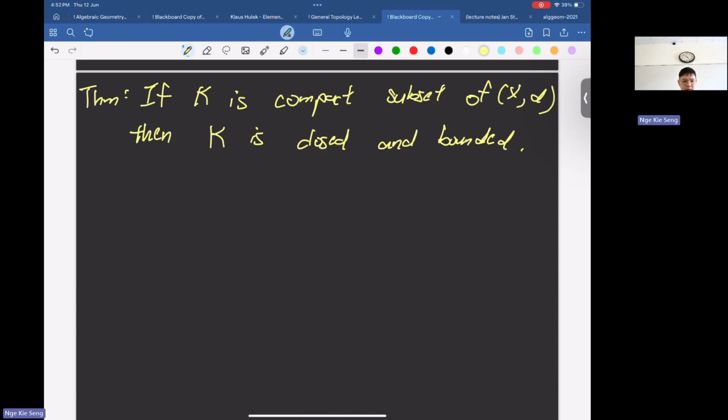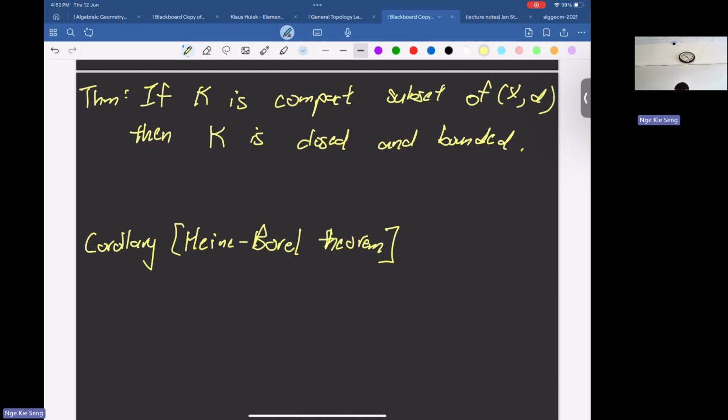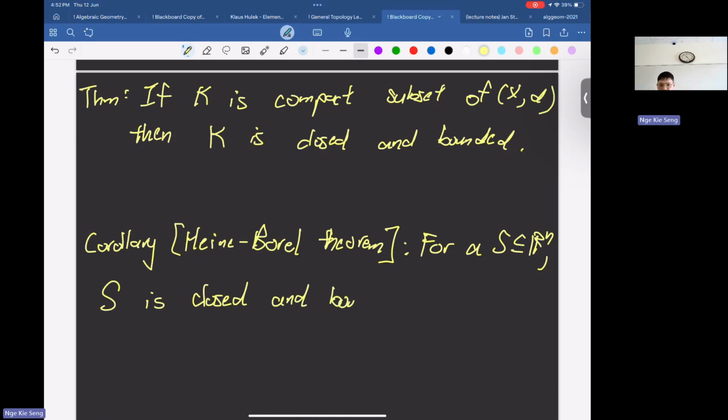So the corollary here, I just left it first. Let's pour all the theorems out, and then we will call it a day. Then the corollary from this theorem, we call the Heine-Borel theorem. If you look at a subset of Rn, this is the familiar one you can recall: S is closed and bounded if and only if S is compact.